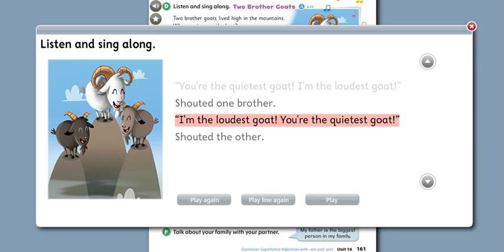Here we go. Let's read the sentence. I'm the loudest goat. You are the quietest goat. So one of them is comparing himself to the rest of the 3 goats by saying that he is the loudest of them all. Can you guess what our lesson will be today? That's correct. It's comparisons. Let's move to the next part.